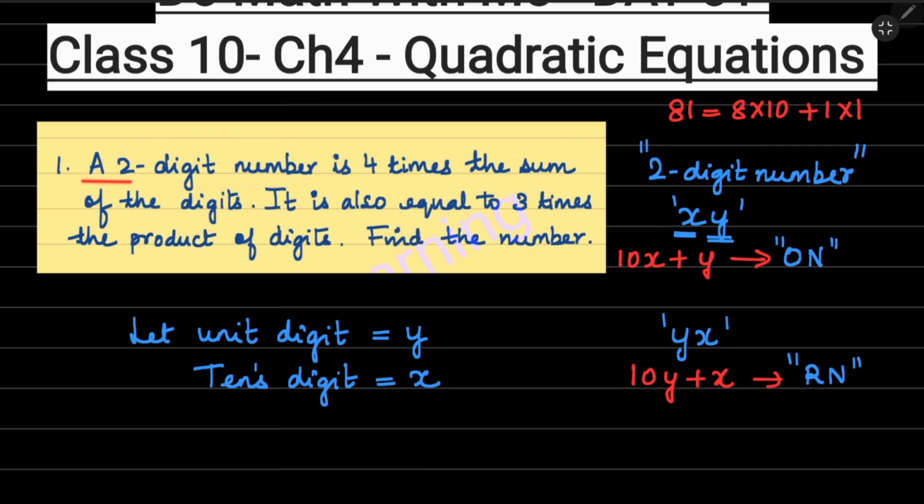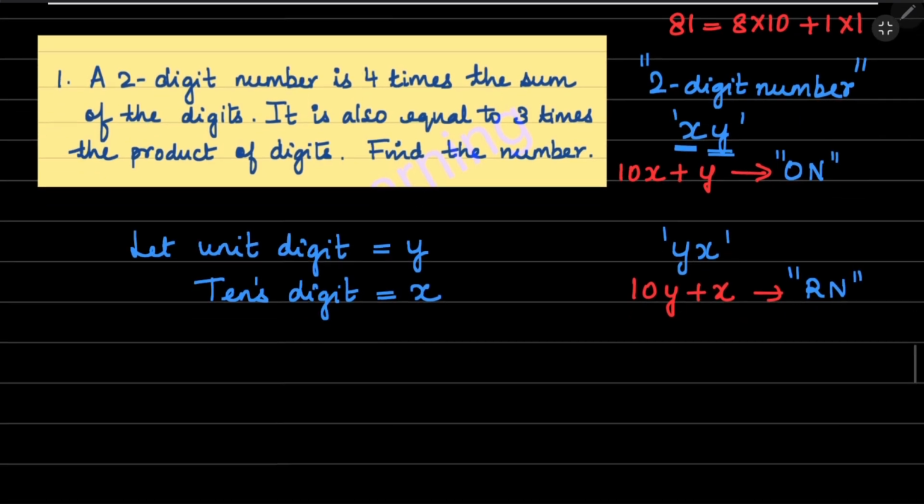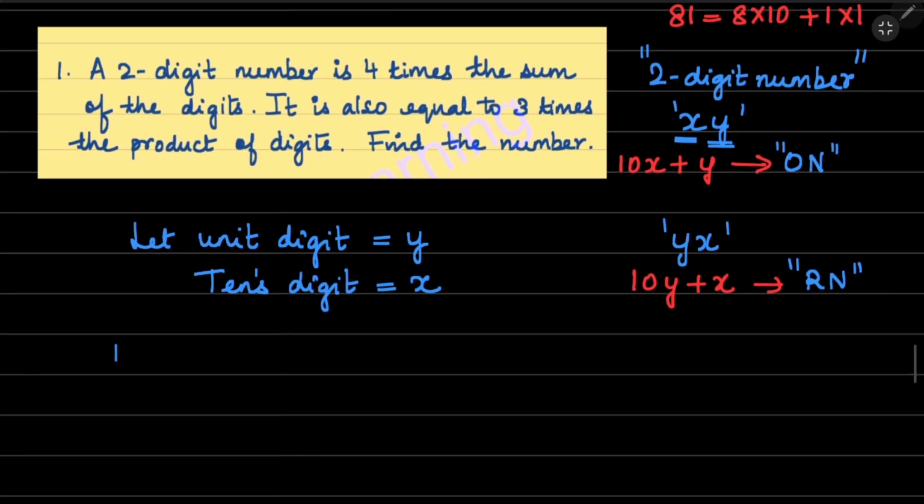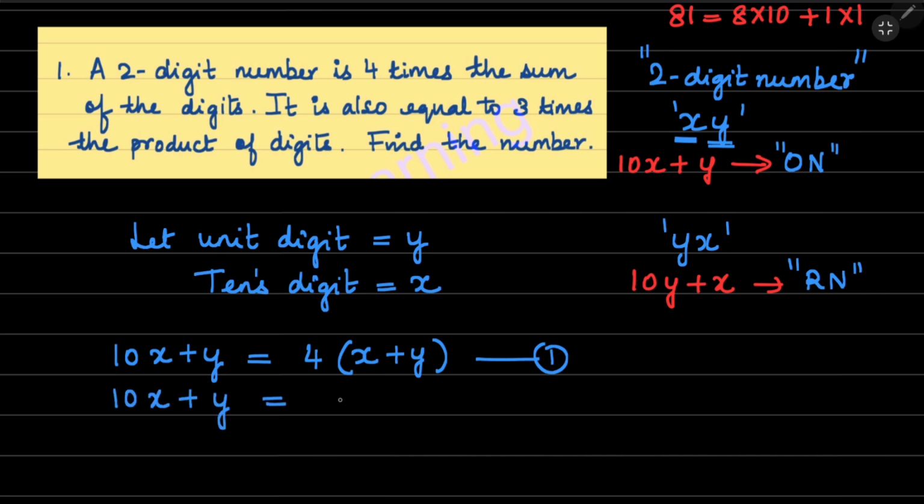Now let's read it. A two-digit number, which is our number 10x plus y, is 4 times the sum of the digits. What is given according to the question? 10x plus y, which is our number, is equal to 4 times the sum of the digits, that is 4 times x plus y. This is our equation 1. It is also equal to, that means the same number 10x plus y is also equal to 3 times the product of the digits, that is x into y. This is our equation 2.